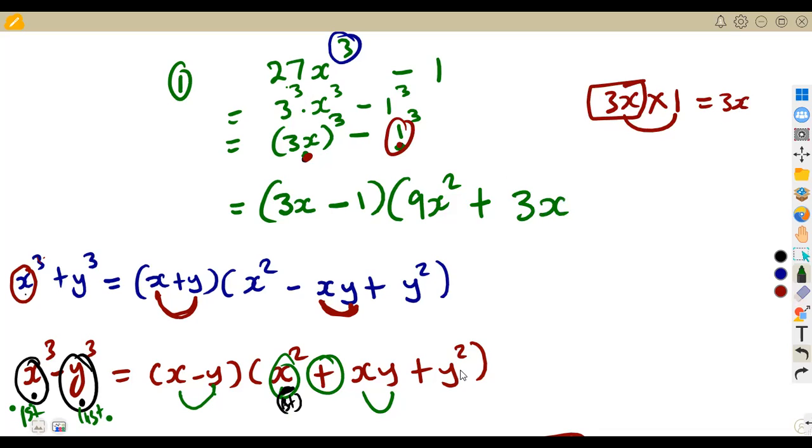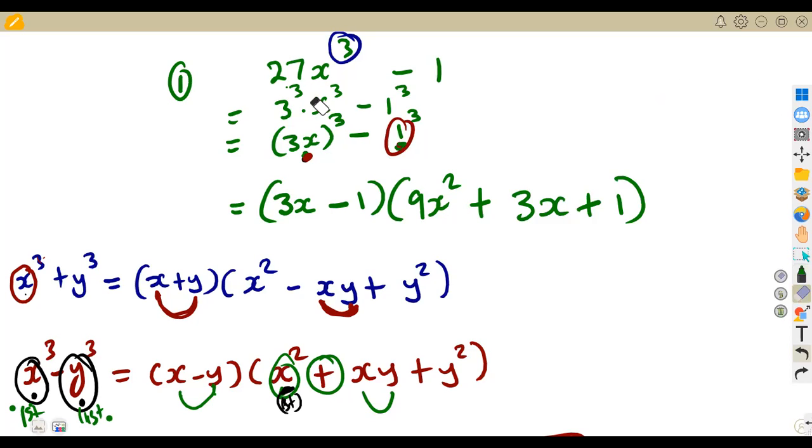Then the last part is the last term squared, which is the last term to the exponent of 2. The last term in this case is 1. So that's plus 1 to the exponent of 2, which is 1 times 1, which is 1. So this is going to be a plus 1. So we have factorized the cubic expression that we were given, fully.